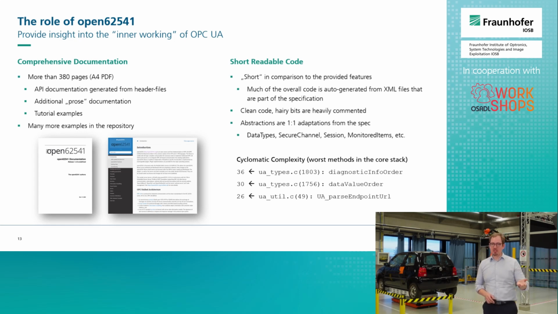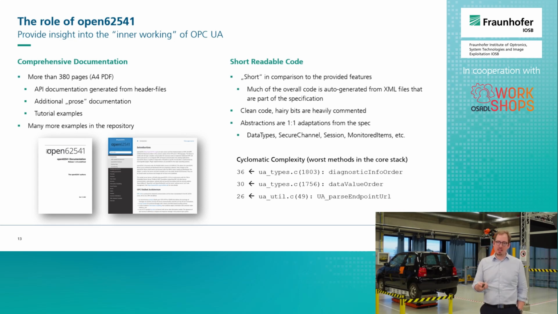So all of this can be used, for example, to print out the OPC UA standards and to have in parallel a look at the open62541 code and then see how this corresponds. And oftentimes we are surprised by how few lines of code we were able to implement a certain feature that then takes a couple of paragraphs in the standard to describe.